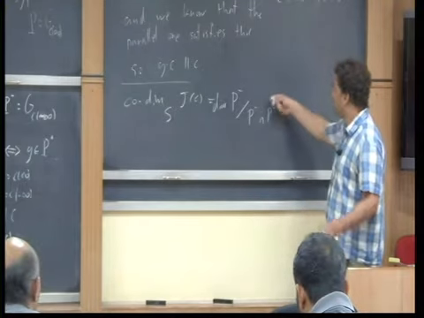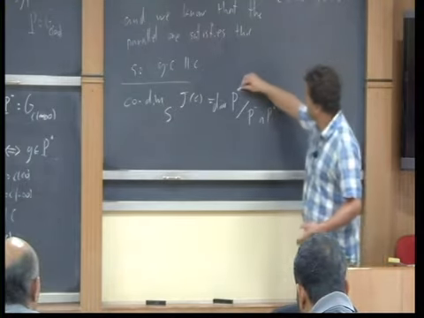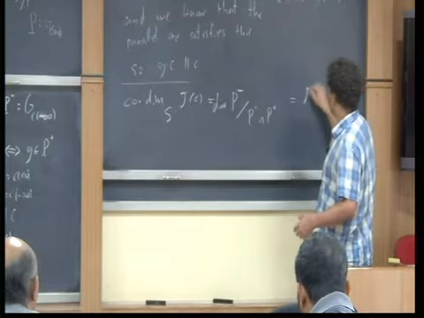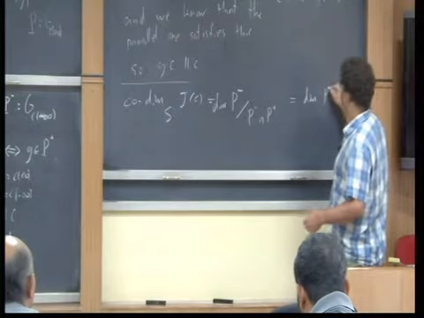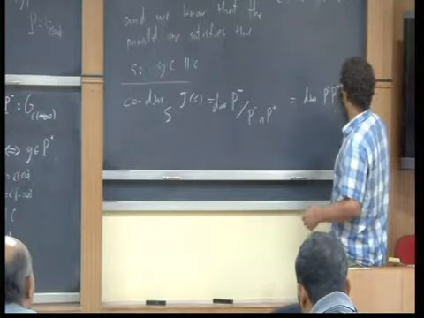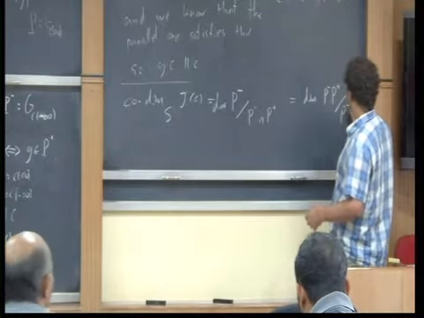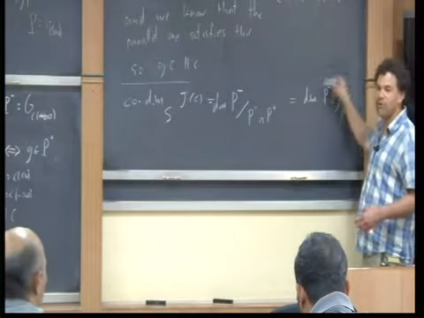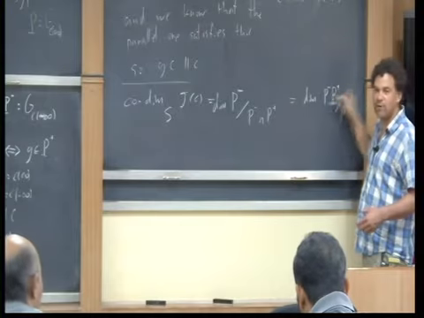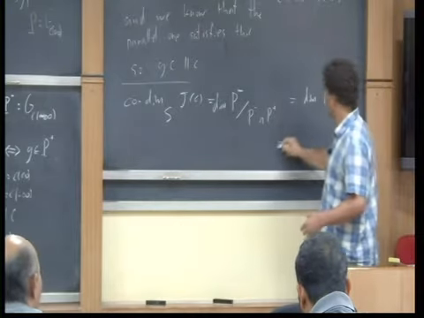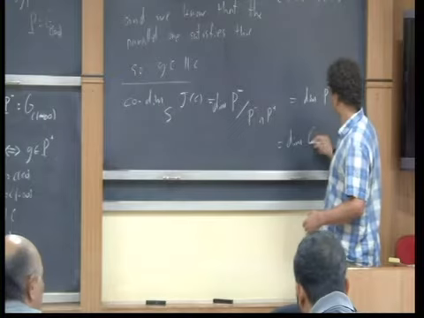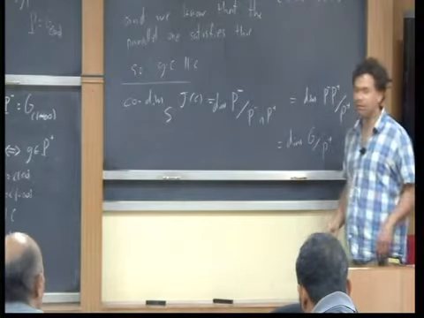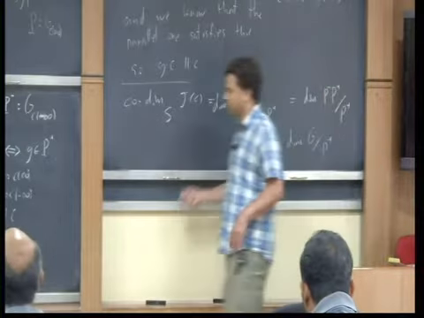Now we know that this is the same as the dimension of P minus P plus over P plus. Now P minus P plus is open in G because of Bruhat decomposition. This is the dimension of G. Okay, so this is the fast proof of this proposition.